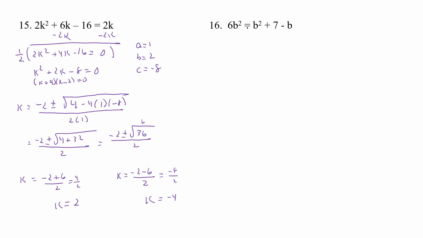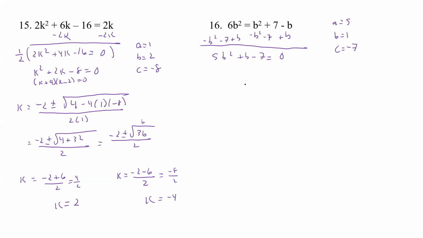All right, this one we have 3 terms on the right, 1 on the left. Well, I'm just going to still take everything to the left. And that's going to be -7. That's going to be plus b. So I'm going to have a minus b squared minus 7 plus b. So I have 6b squared minus b squared is 5b squared. Then I have plus b, and then it looks like -7 equals 0. Okay. So what do we have? Well, we have a is 5, b is 1, and c is -7.